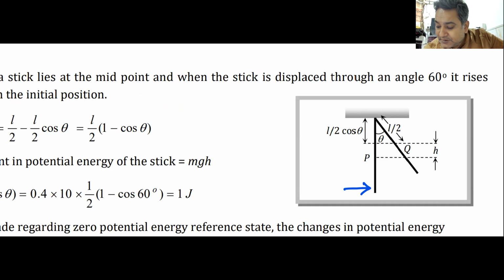The first is the initial case and this is the final condition. Yes or no? Help me out in solving this question. Yes, sir. This point P is the initial position of the center of mass. It was originally here. This point Q is the final position of the center of mass. Do we all understand this, everyone? So this center of mass has been lifted up. Yes or no? Yes, sir.